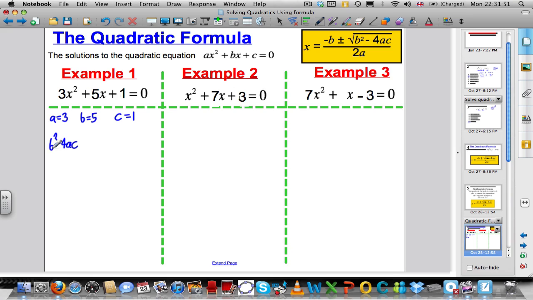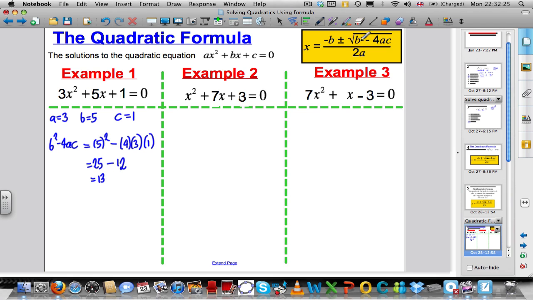So b is 5. We're going to work out 5 squared, so put your 5 in brackets and square it. You're going to subtract 4, keep that in brackets, times a is 3, times c is 1. Well, 5 squared is 25, 4 times 3 is 12, 12 times 1 is 12. So you're going to get 25, take away 12, and the answer is 13.